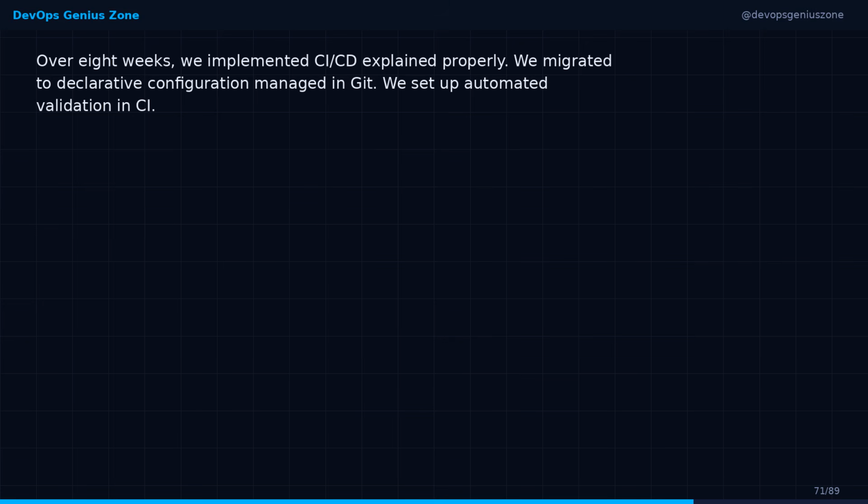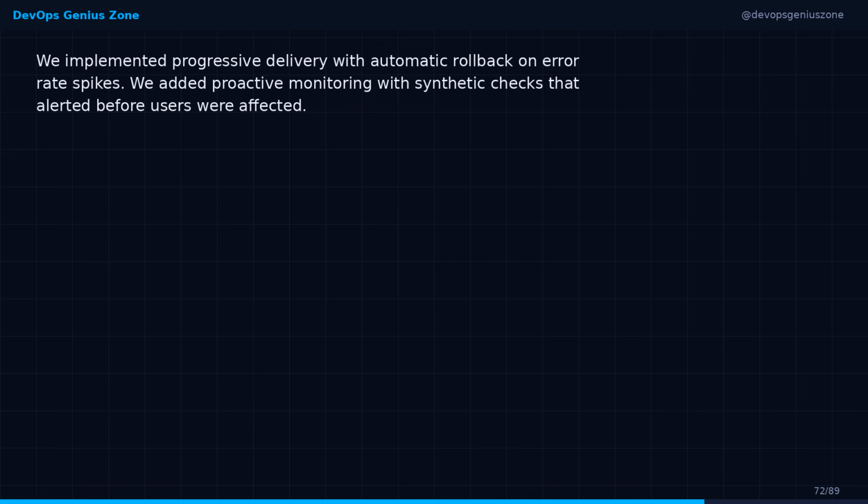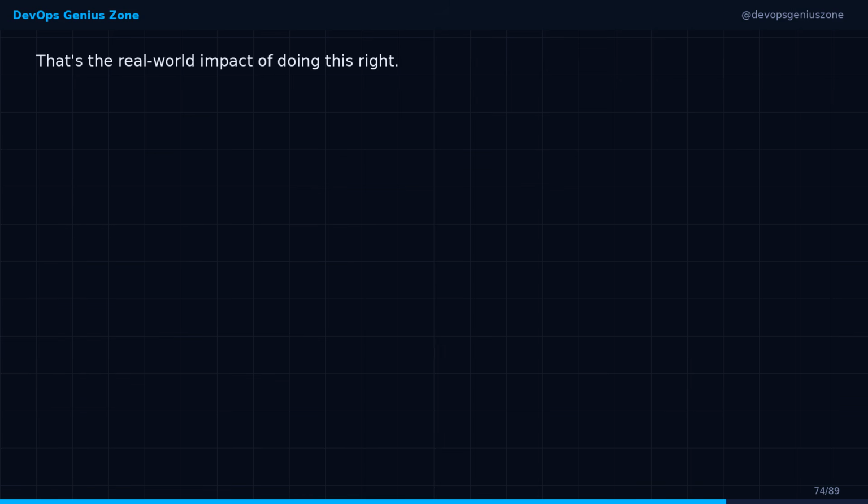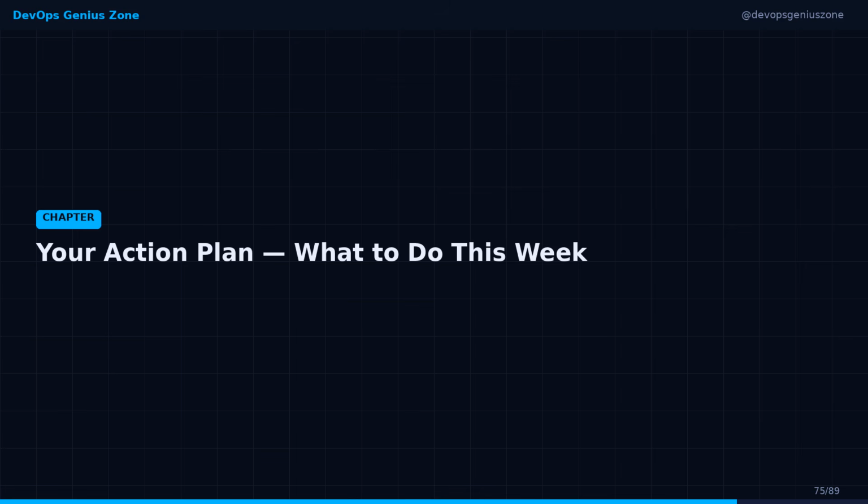When I helped them analyze their pipeline, we found 3 root causes. Configuration was managed manually and inconsistently between environments, there was no automated rollback capability, and their monitoring only told them something was wrong after users were already impacted. Over 8 weeks, we implemented CI/CD explained properly. We migrated to declarative configuration managed in Git. We set up automated validation in CI. We implemented progressive delivery with automatic rollback on error rate spikes. We added proactive monitoring with synthetic checks that alerted before users were affected.